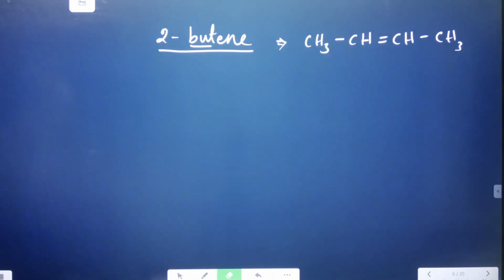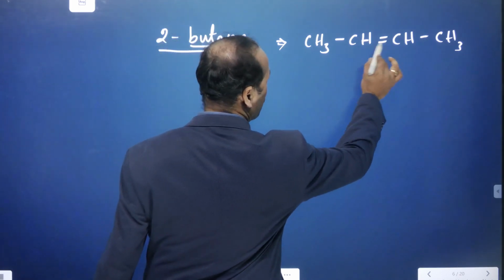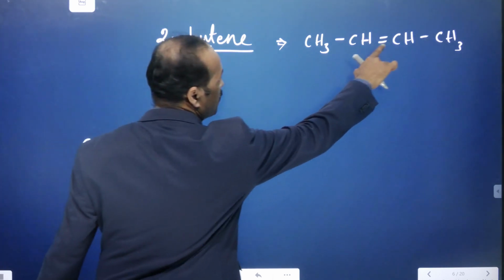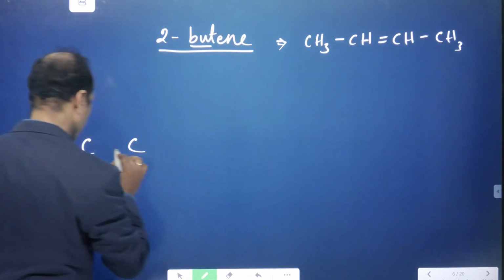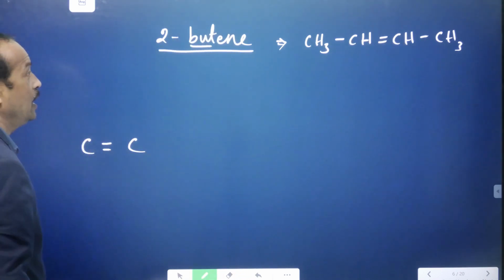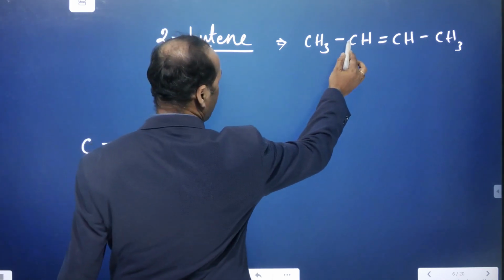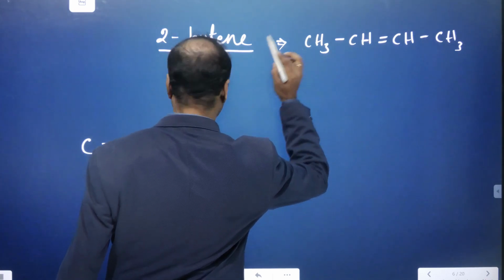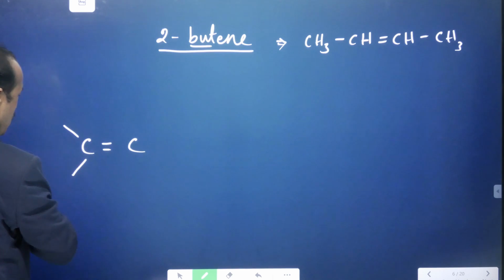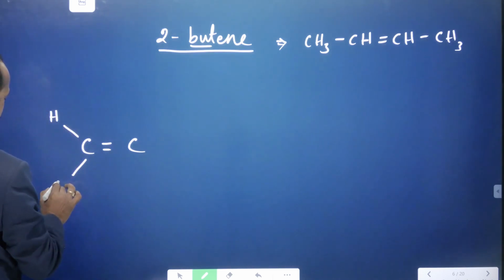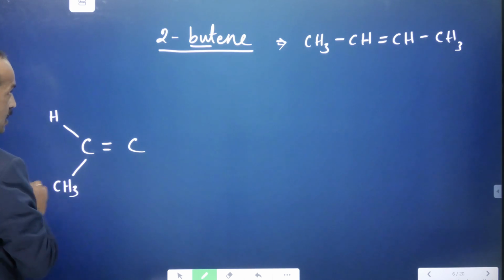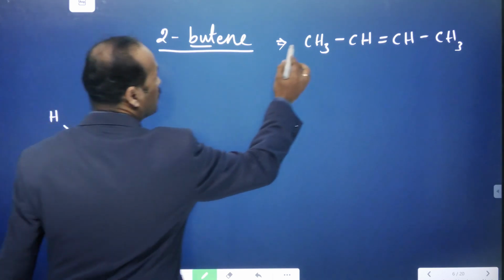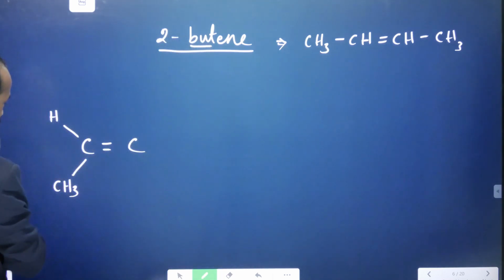See, the same structure, how can I write it? Here you can see 2 carbons, the second carbon and third carbon I am taking. Between these 2 carbons there is a double bond. For this carbon, one hydrogen is attached and one CH3 is attached. Likewise for this carbon, one hydrogen, one CH3. So this part is done: 3 plus 1, 4 hydrogens each, done.